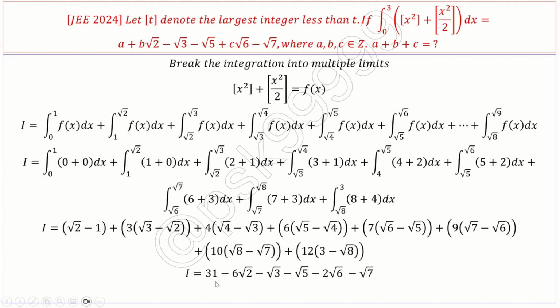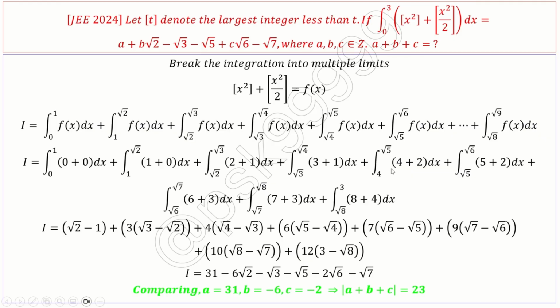You will get it in this form: 31 minus 6 root 2 minus square root of 3 minus square root of 5 minus 2 root 6 minus square root of 7. Which means for a plus b plus c, a is 31, b is minus 6, c is minus 2. A plus b plus c modulus is 23. Actually there is no modulus, but still it is 23 anyway.